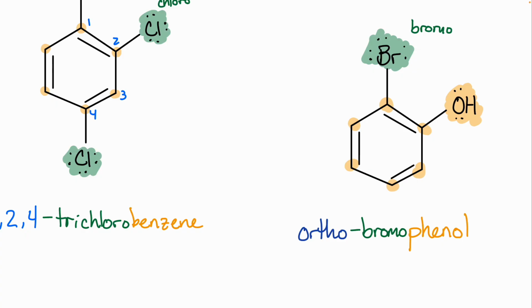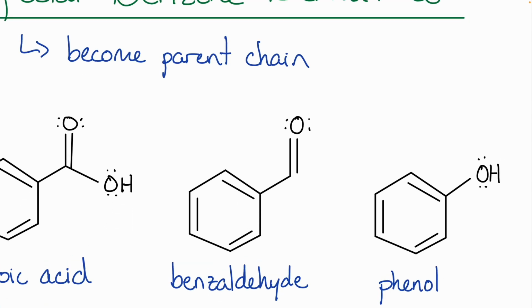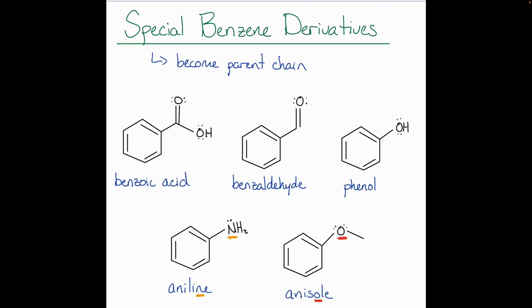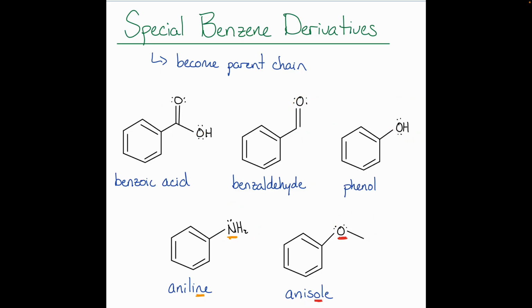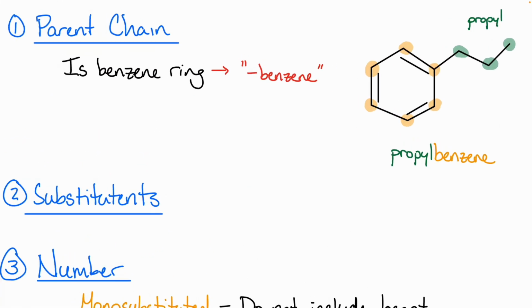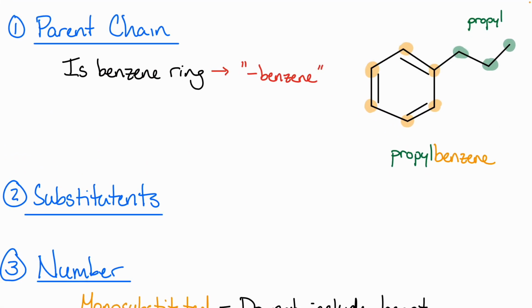So, bottom line, kind of short answer: if it's one of these special benzene derivatives and some other substituent, we use those ortho-meta-para designations. These are now our parent chain. We treat these as functional groups, not substituents. Okay, lastly, let's just real quick go back and update our rules here. Our parent chain is our benzene ring. We use benzene, or it's our special benzene derivatives.